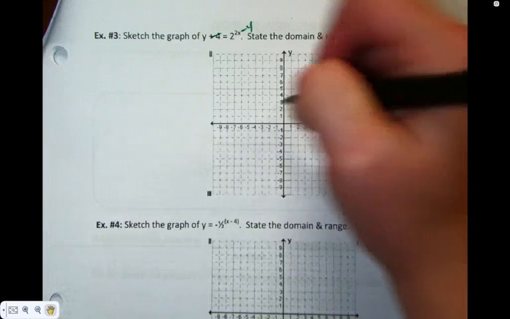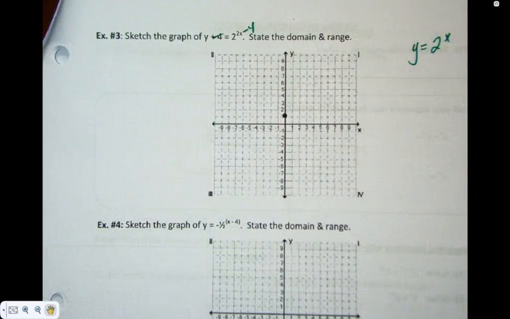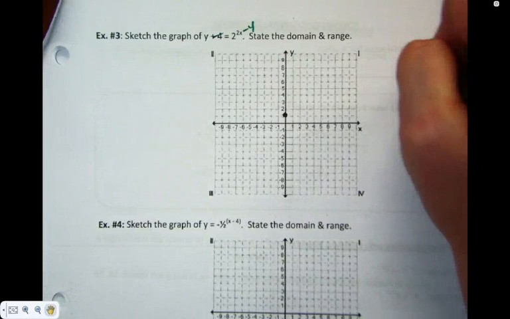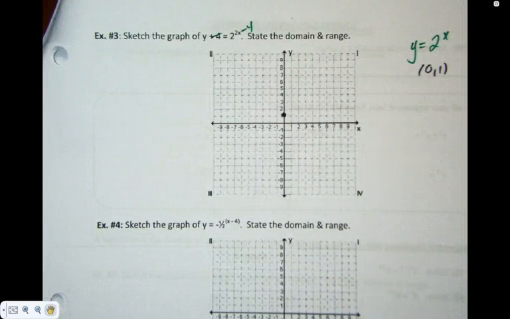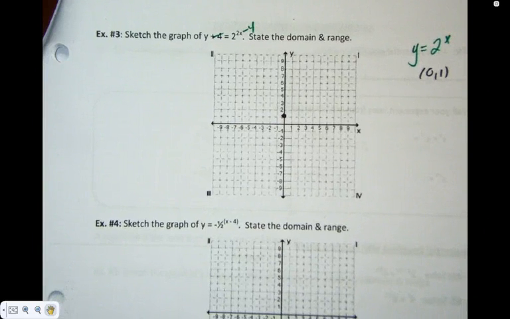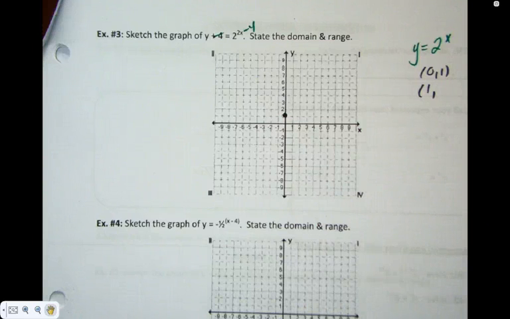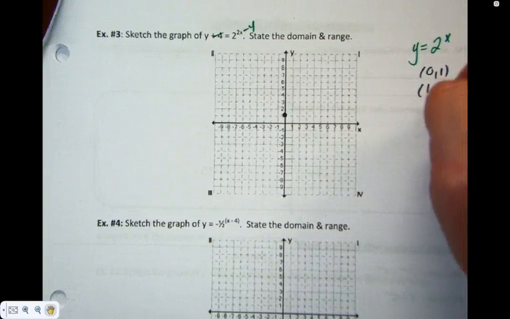Yeah. So the base graph is always, always, always going to have a y-intercept at 1. Always. So that's the point I always draw first. No matter what the base graph is, I put in 0, 1. Then all I really care about is when x is 1. So what's 2 to the 1? Is going to be 2.